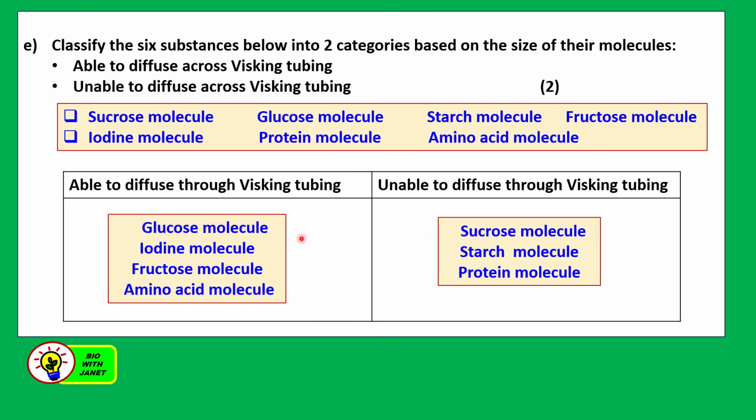Able to diffuse through Visking tubing will be glucose molecule, iodine molecule, fructose molecule, and amino acid molecules. These are all small in size. And unable to diffuse through the Visking tubing will be the sucrose molecule. Take note now, sucrose is a disaccharide and it cannot diffuse through the Visking tubing at all. Okay, starch molecule and protein molecules. These are even more complex. All right, starch and protein molecules.